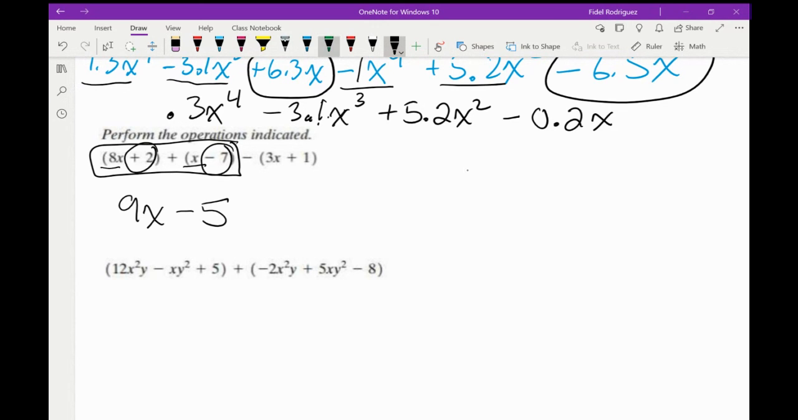And then just like we did before, I have this negative 1 right here. So I'm going to distribute that negative 1 to both pieces. So that's going to leave me with a negative 3x and a minus 1. And then I can combine my terms. 9x minus 3x is a 6x. And a minus 5 and a minus 1 is a minus 6.